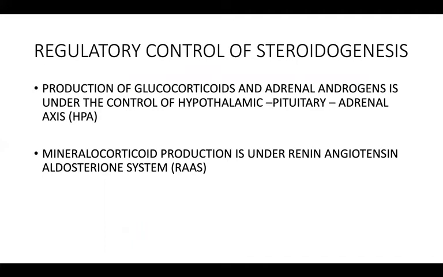From here, we talk of another important concept in endocrinology, that is the regulatory concept or the negative feedback loop concept. Any hormone that is secreted influences its parent hormone in a negative feedback manner. The glucocorticoid secretion is under the control of the hypothalamic pituitary adrenal axis, that is HPA, whereas mineralocorticoid synthesis and release is under the control of the RAS, that is the renin angiotensin aldosterone system. But both the systems are negative feedback loops.